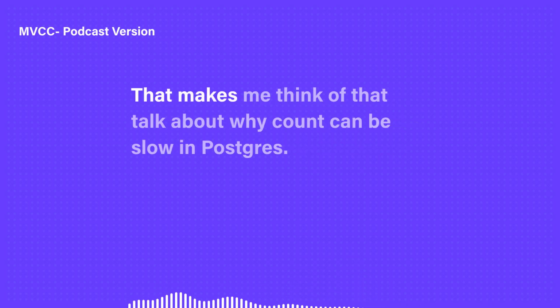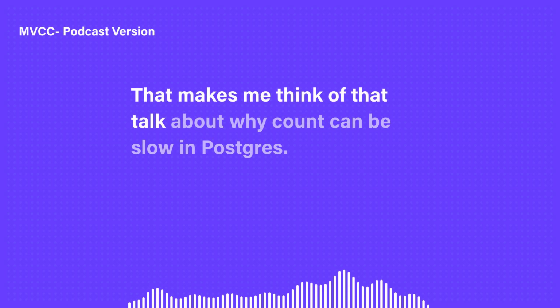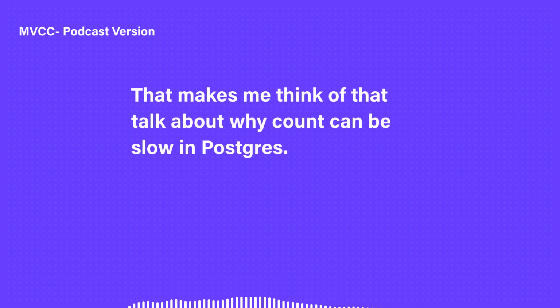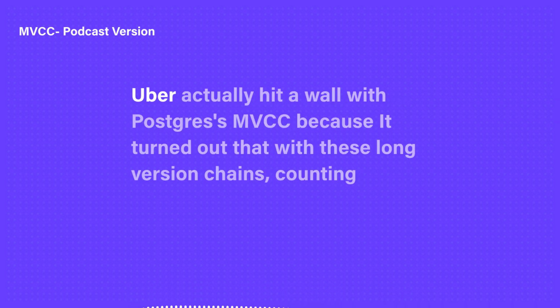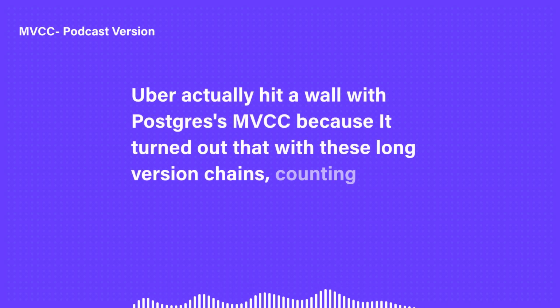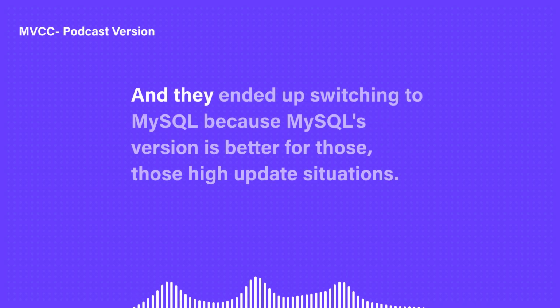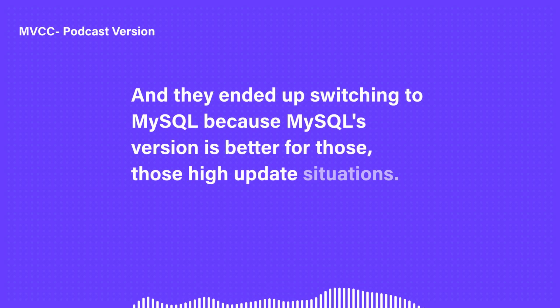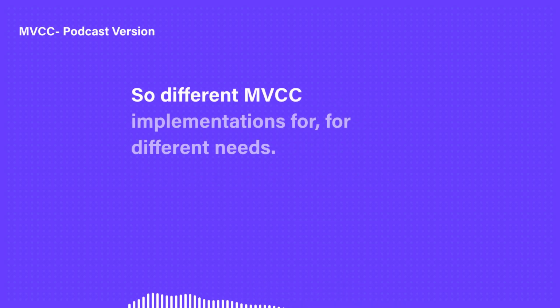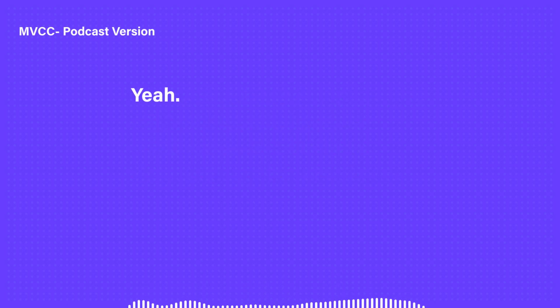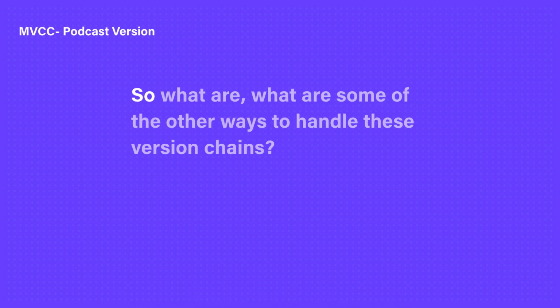Okay, that makes me think of that talk about why count can be slow in Postgres. That was the Uber case, right? Yeah. Uber actually hit a wall with Postgres's MVCC because it turned out that with these long version chains, counting every row was incredibly slow. And they ended up switching to MySQL because MySQL's version is better for those high update situations. Interesting. So different MVCC implementations for different needs. Yeah, exactly.